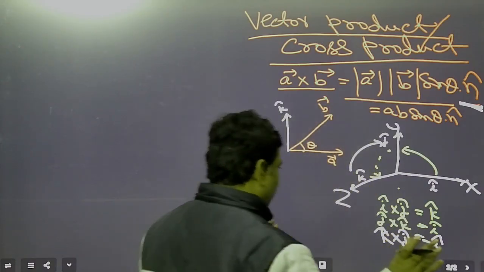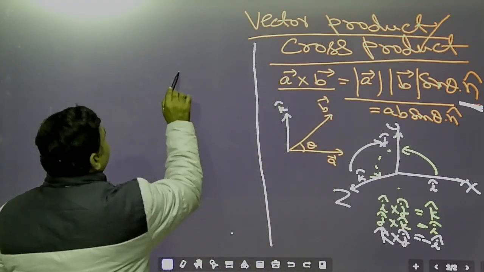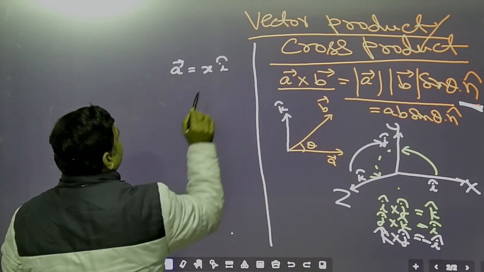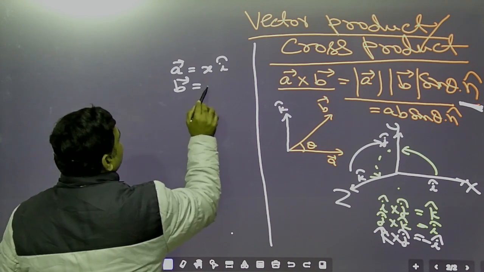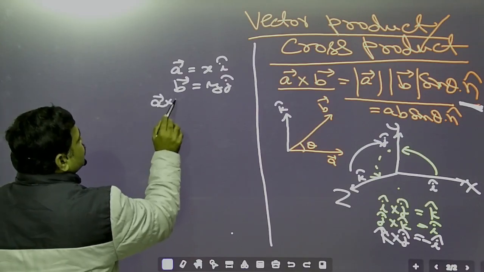Here I will explain again. Suppose A vector is x i cap and B vector is y j cap. So what will be the direction of the cross product?